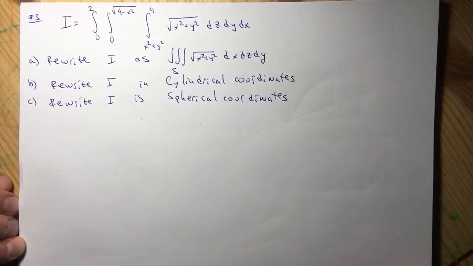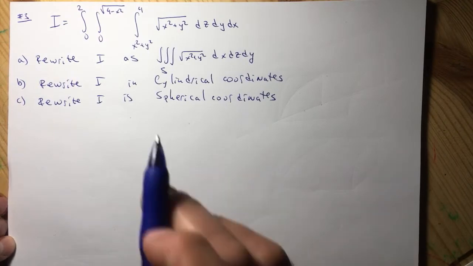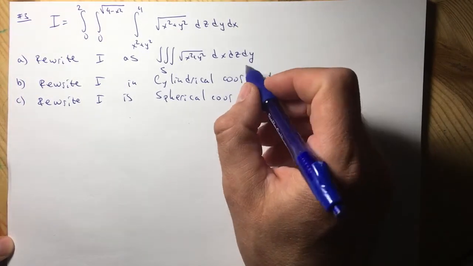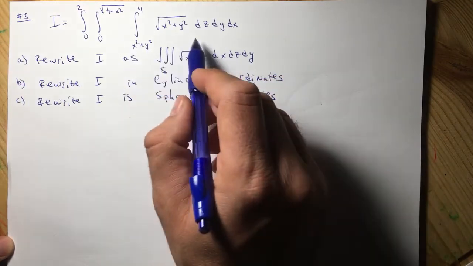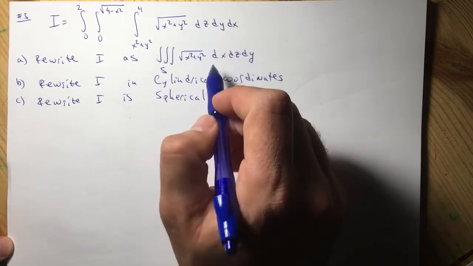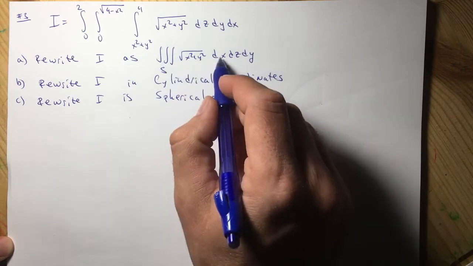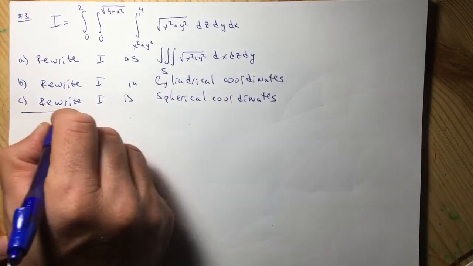Problem number 3 deals with a triple integral. Okay, and the first question is to rewrite the integral with a different order. So the integral is given dz dy dx, and we have to rewrite the integral as dx dz dy.